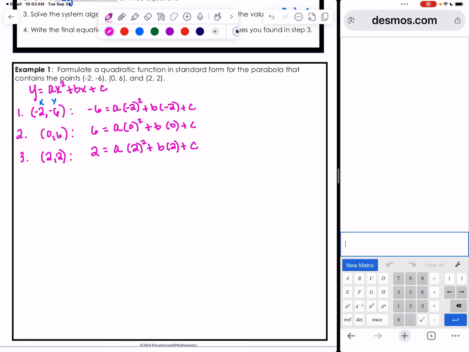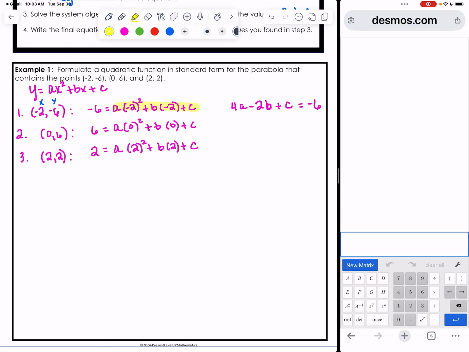Now, after you've done all your substituting, the next thing you want to do is simplify this to form a system of equations. I'm going to start right here and simplify this side. So -2 squared is 4, and 4 times a is 4a. -2 times b is -2b plus c, and that's equal to -6.